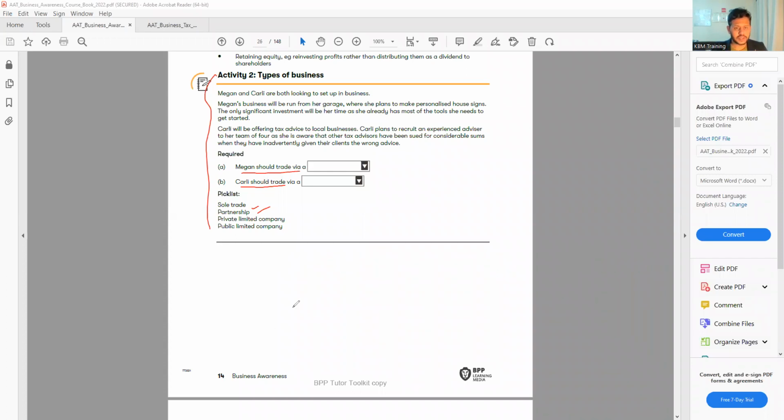So most of you are saying that Megan should trade via sole trader and Carly should trade via limited company. Now, of course, instead of PLC, some people said public limited company. So we'll go for the private limited company.